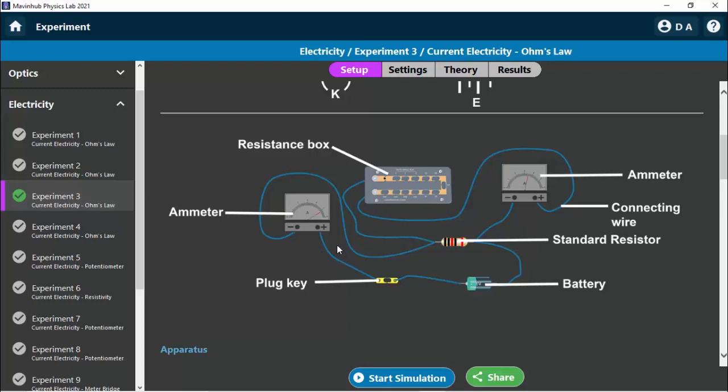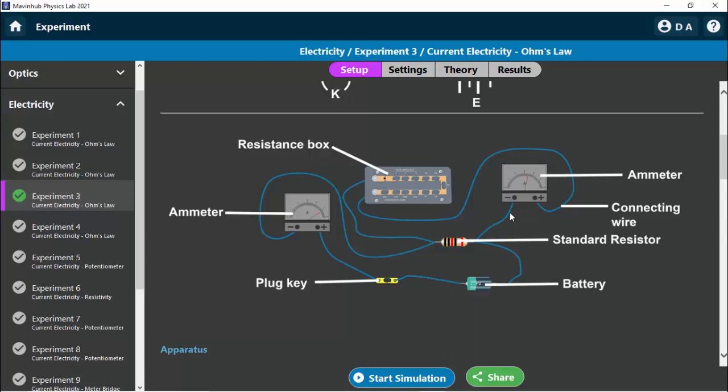You need to notice something. You need to understand that when connecting an ammeter, the positive terminal of the ammeter must be connected to the positive terminal of the battery, and the negative terminal of the ammeter must be connected to the negative terminal of the battery. If you trace this wire, it eventually goes through this part and eventually goes into the negative terminal.